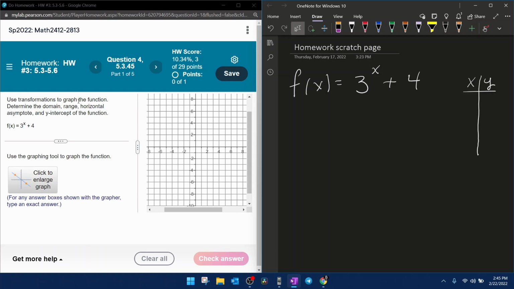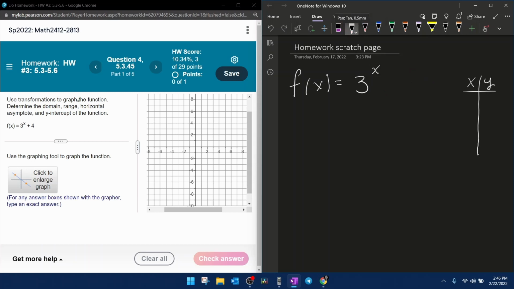So what I'm going to do, taking the function over here in my scratch work, is generate a few ordered pairs. And since they want us to use transformations, we're also going to identify the transformations. Let's do that first. Notice that we do have a plus 4 added to the function. When I say added to the function, I mean the base and the exponent. And a plus 4 outside of the exponent is going to indicate a vertical shift up.